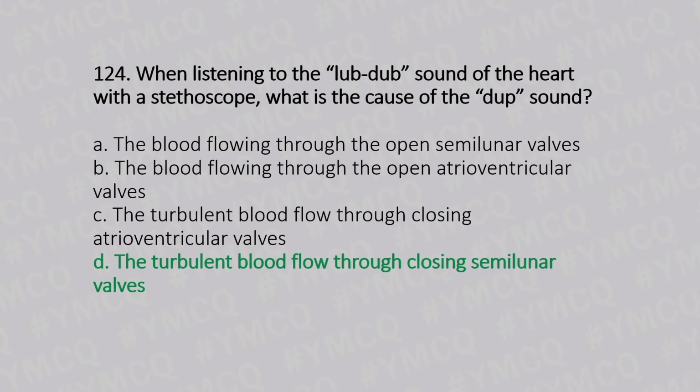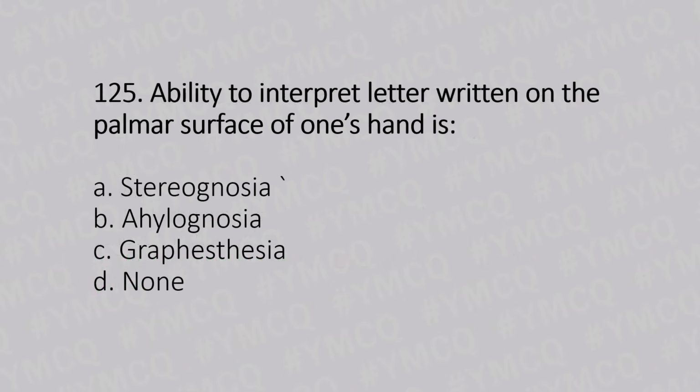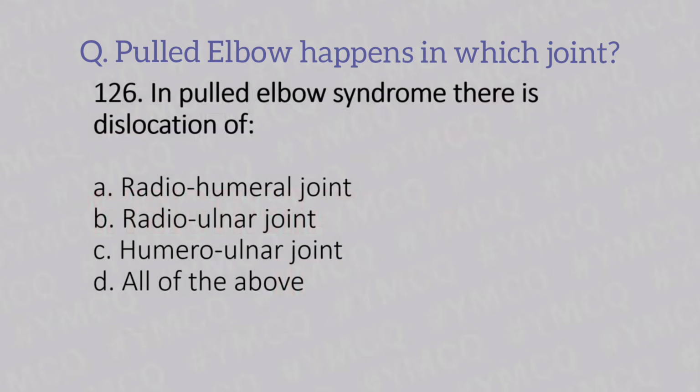Now let's move to our question number 125. Ability to interpret a letter written on the palmar surface of one's hand is option A, stereognosis. Option B, agraphesthesia. Option C, graphesthesia. Option D, none. And the answer is option C, graphesthesia.